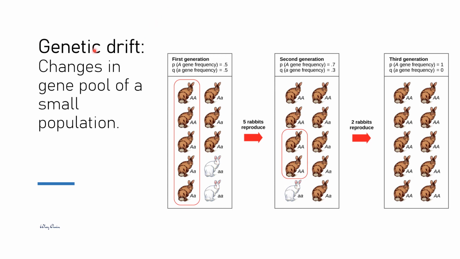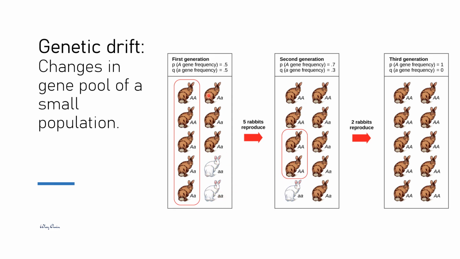Genetic drift is defined as the changes in the gene pool of a small population. If we study the example of a rabbit population that consists of 10 individuals, which have two types of phenotype, the brown fur rabbit is the dominant phenotype because the individuals carry the dominant allele. It may be homozygous dominant or heterozygous. And we have two individuals with the recessive phenotype because they carry only the recessive alleles, or homozygous recessive.